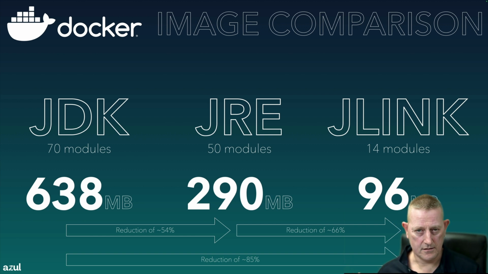Just let that sink in, right? So you can really create relatively small Docker images using the jlink tool with a custom runtime image tailored to your application. So you should really think about using jlink instead of using a JRE or a JDK. It can save you cost and it can save you deployment time, that's for sure.